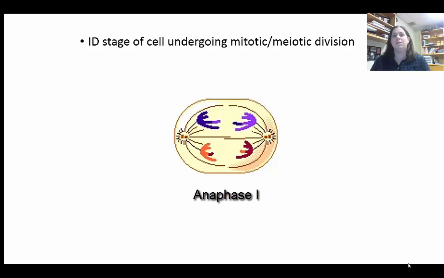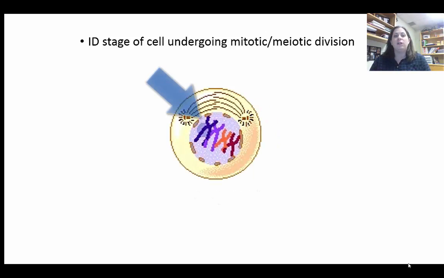Tetrads are only seen in meiosis 1. So this right here would be a picture of anaphase 1. Also, another key indication is that there's only 1 cell doing this. If it was anaphase 2, there would be 2 cells undergoing this process. So if we look here, this one has the tetrads present, crossing over is taking place. However, the nucleus hasn't completely disappeared, so which phase is this? Well, it would be prophase 1.